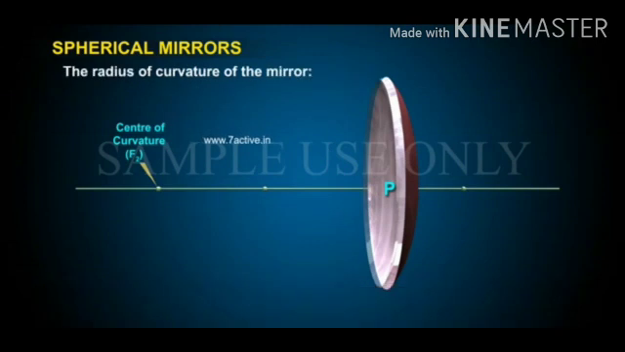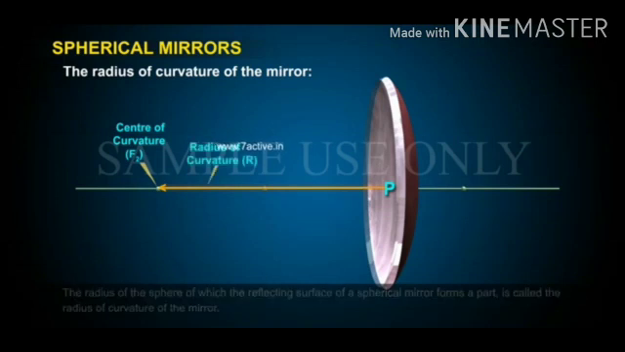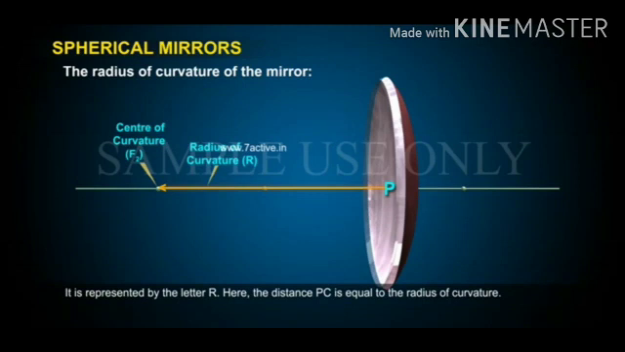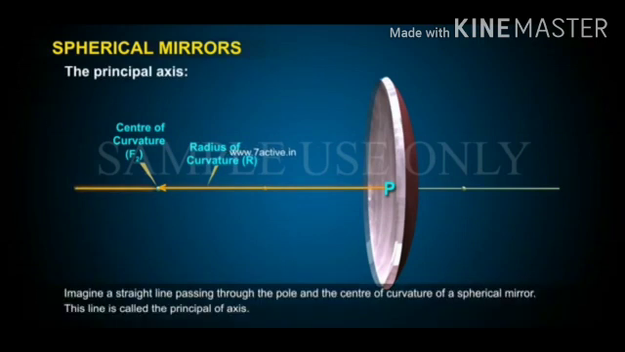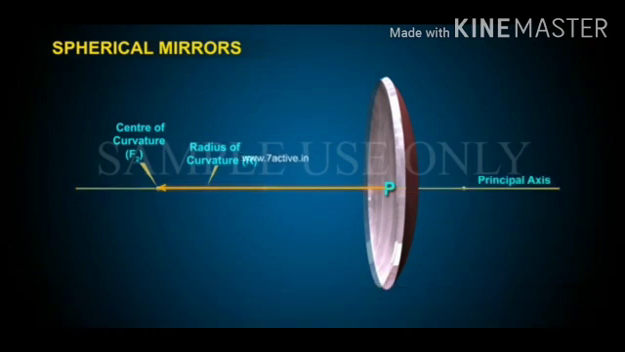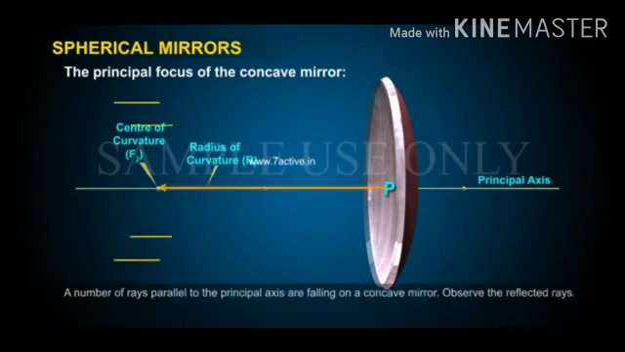Next, radius of curvature of the mirror. The radius of the sphere of which the reflecting surface of the spherical mirror forms a part is called the radius of curvature of the mirror. It is represented by the letter R. The distance PC is equal to the radius of curvature. Next, principal axis. Imagine a straight line passing through the pole and the center of curvature of the spherical mirror. This is called the principal axis.